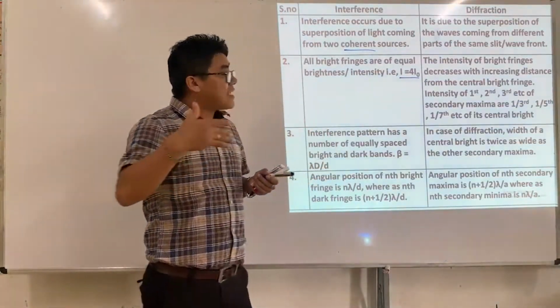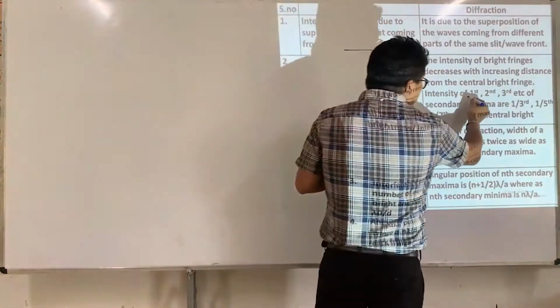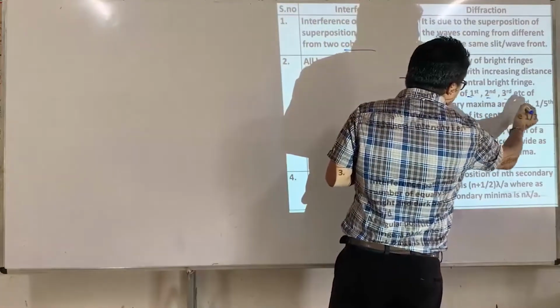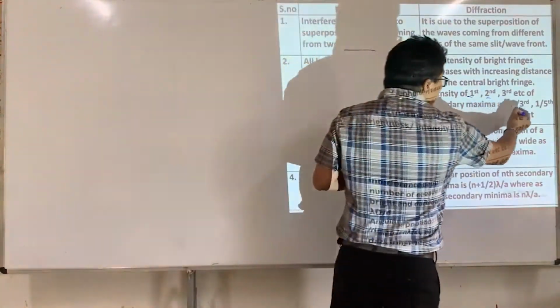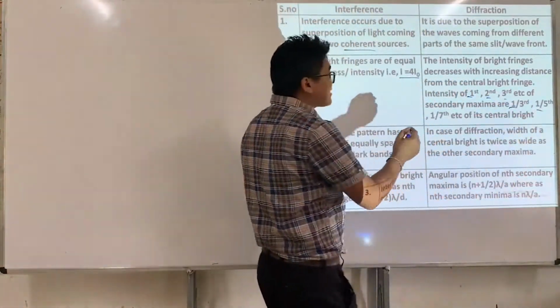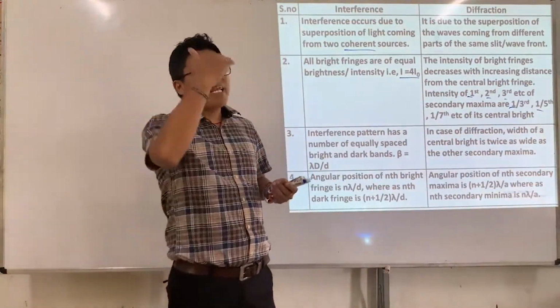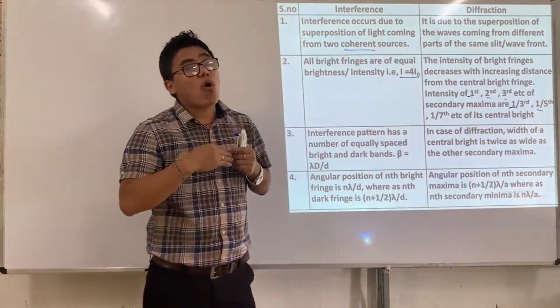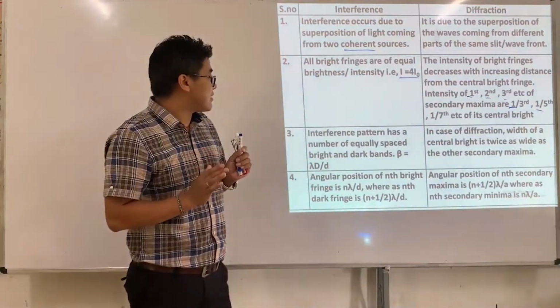And what about the secondary maxima? The intensity of the secondary maxima, that is the first, second, third, fourth, etc., is 1/3, 1/5 and 1/7 of the center. That means the brightness decreases as you go away from the central bright. So this is the second difference.